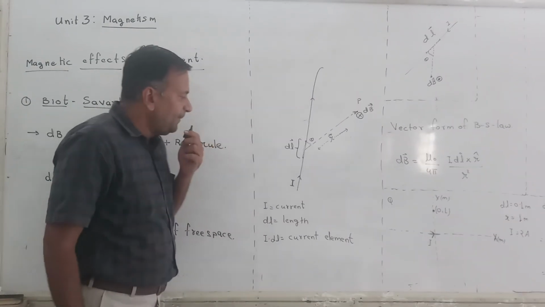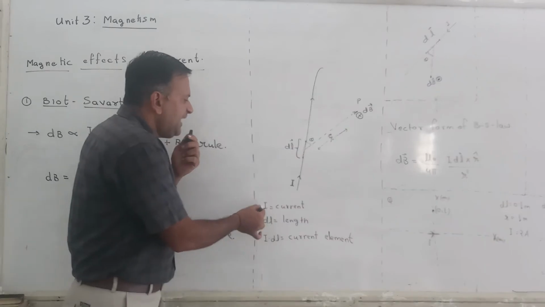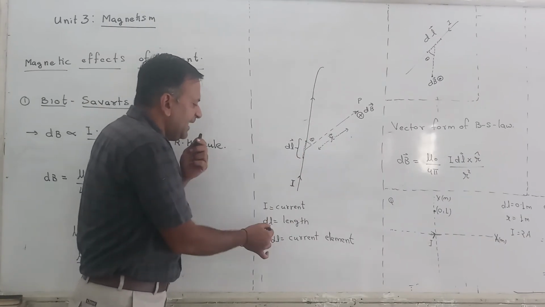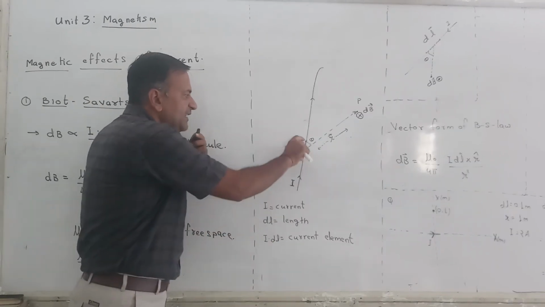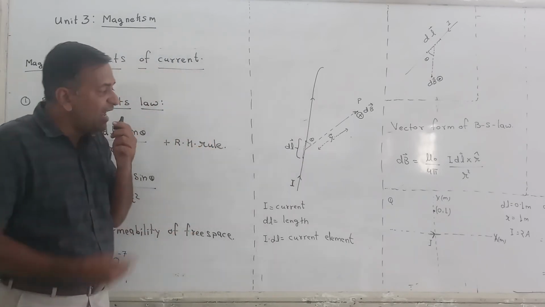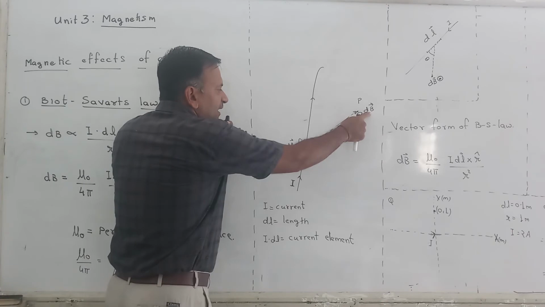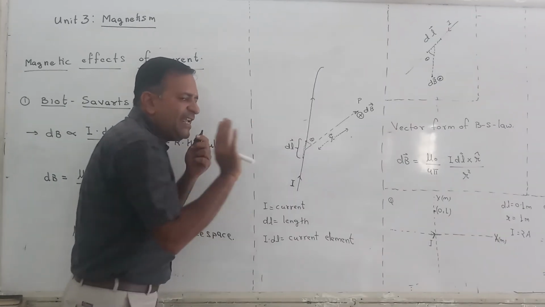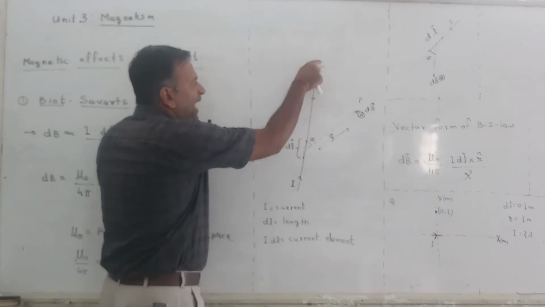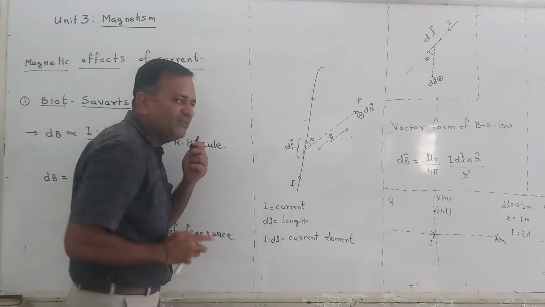It is a vector quantity. Okay. I is what? The current flowing in this wire. dl is what? It is the length of this wire which I am considering. See, when I am calculating this, I am not considering this part of the wire or this part of the wire.